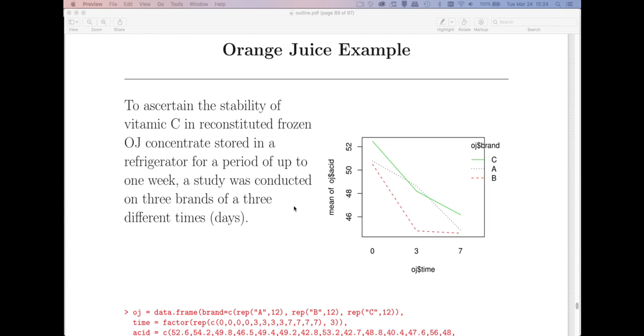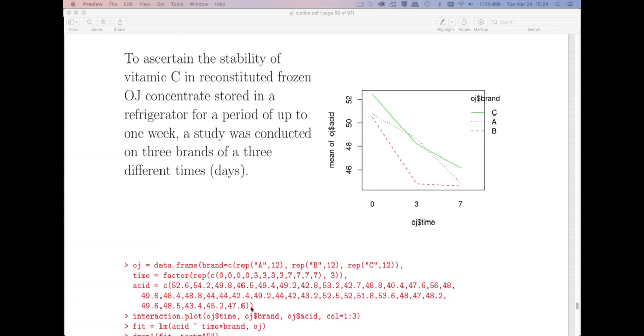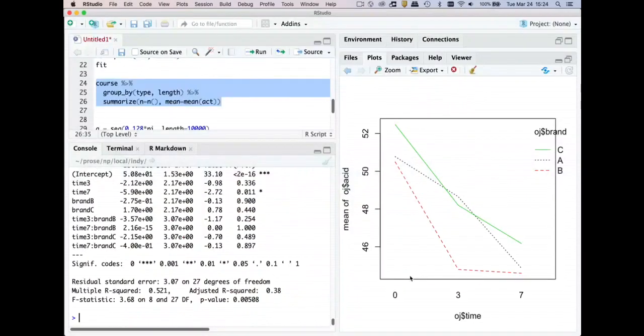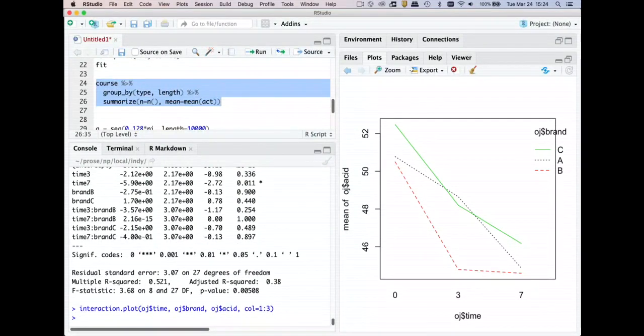So here's the data. You can copy and paste that into R. Let's go look at an interaction plot. So let's go do this live. So I'll go paste that, and we get our interaction plot. So that's exactly what you had in the course packet. So the question is, is there an interaction?